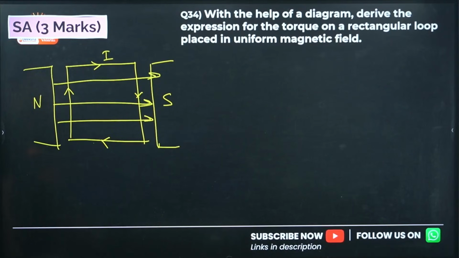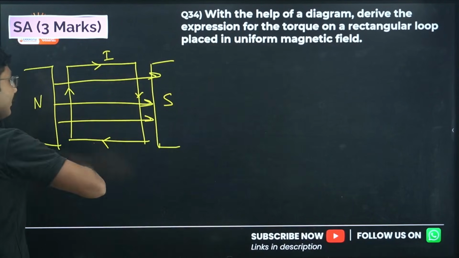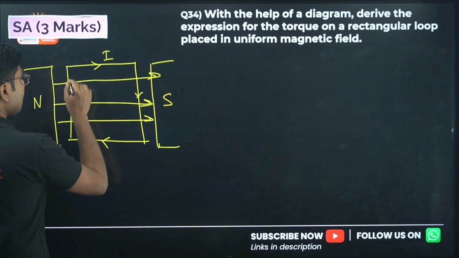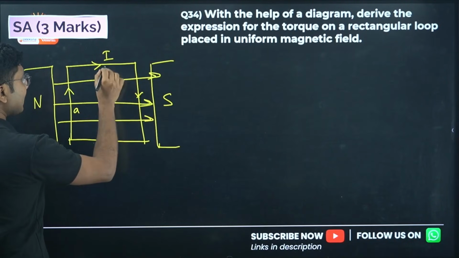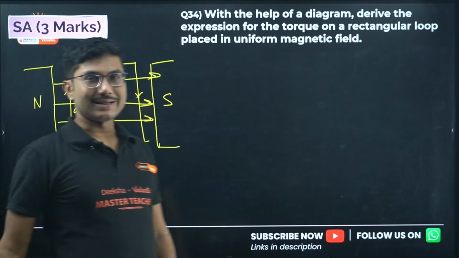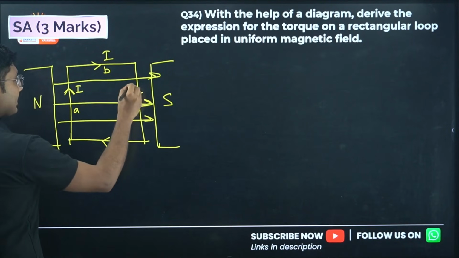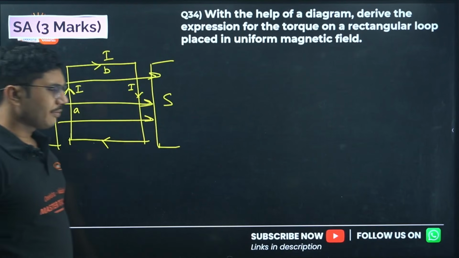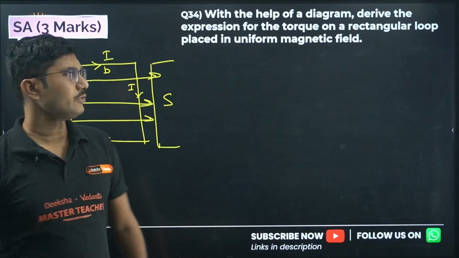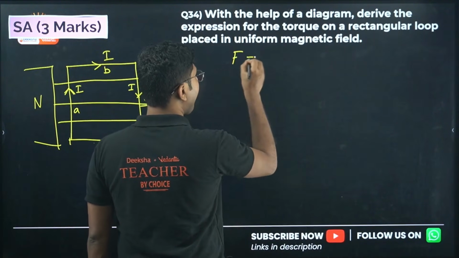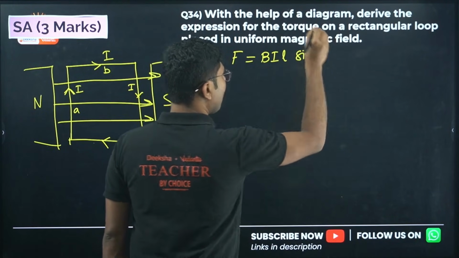Now whenever a current loop is placed in a magnetic field, it will experience a torque. Now how to calculate that torque? Suppose the length of this loop is given by a and breadth is given by b. So the current through both of the wire parts is I. Now whenever you place a current carrying wire in a magnetic field, it experiences a force. What is that force? That force is given by BIL sine theta.